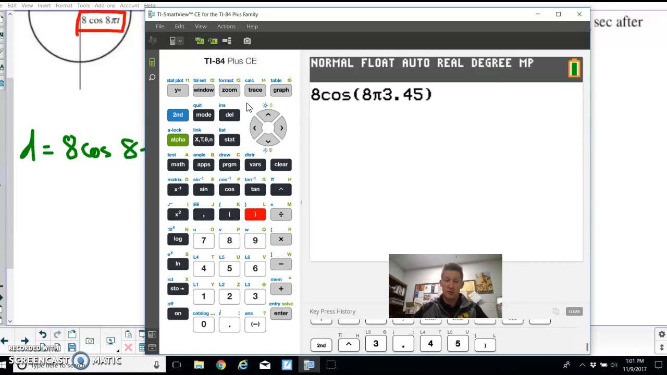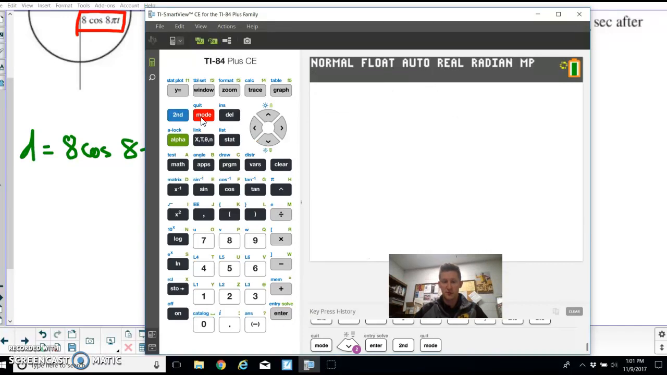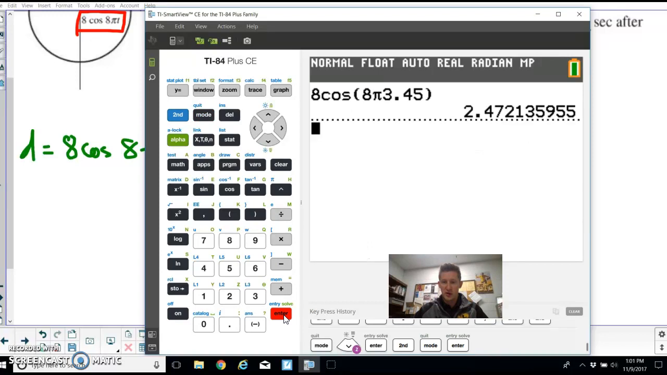Now I'm in degree mode right now, and for these examples where it's harmonic motion, that typically happens in radians. So I'm going to go ahead and change my mode so that I'm in radian measurement, as opposed to the degrees that most of the lesson was in. All right, so I'm good to go. I hit enter. There's my number, so 2.47-ish.